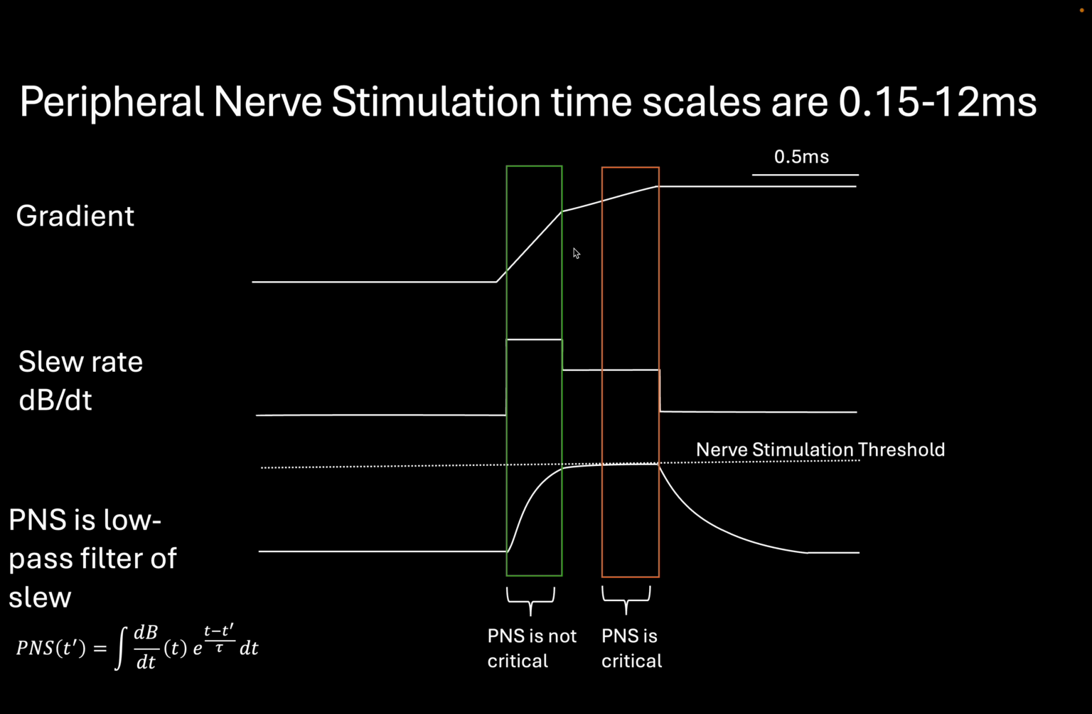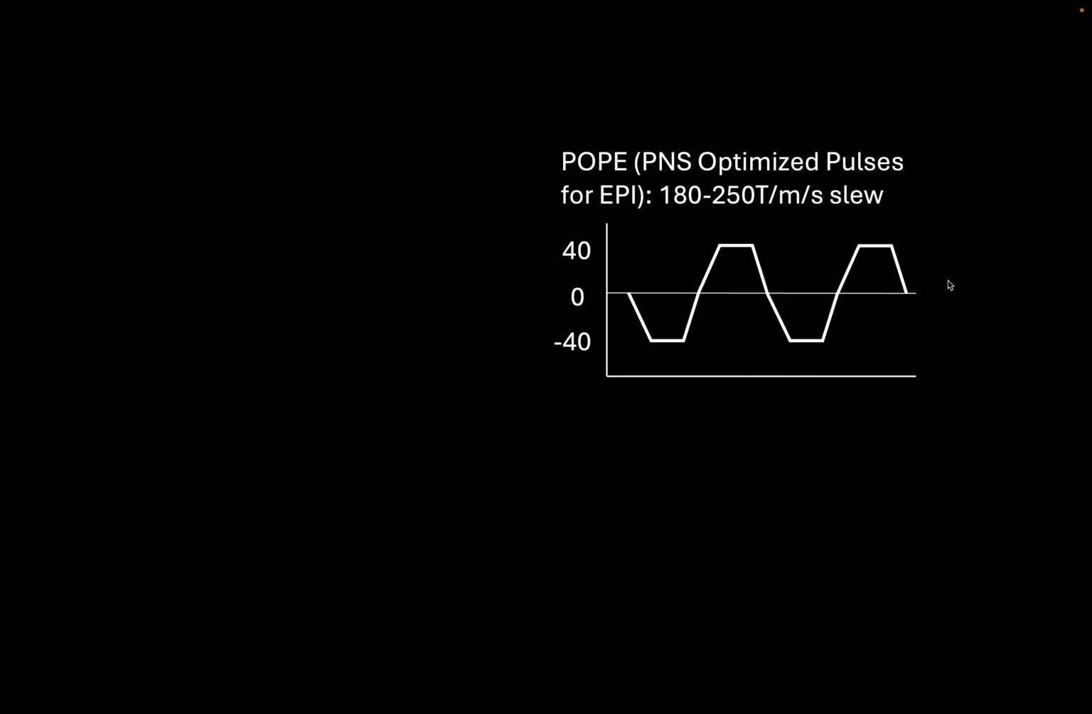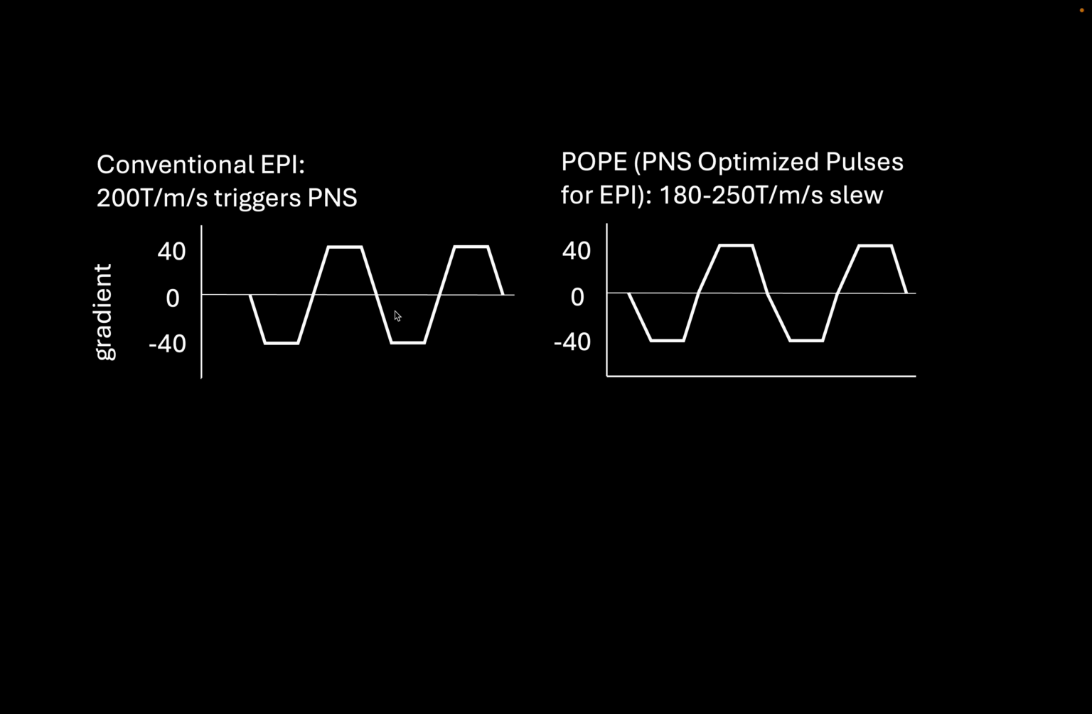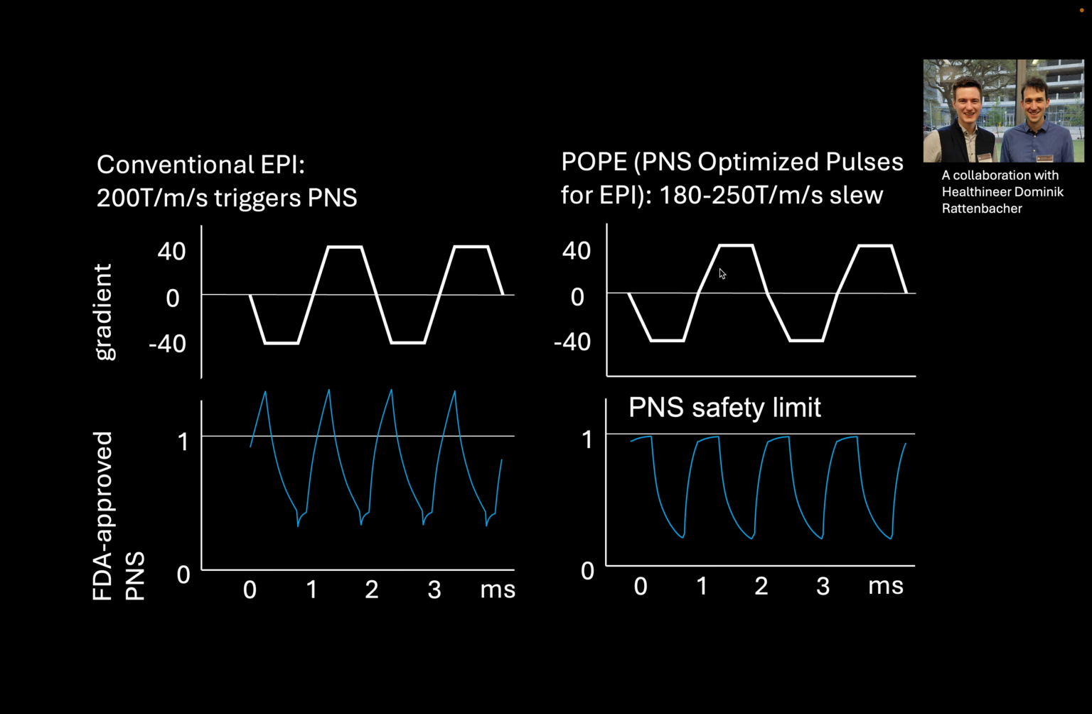So if we look at these elbows here, we can take these elbow shapes and then repeat them over and over again until it looks something like EPI. It's not like the regular EPI, because now we have this kind of temporal asymmetry. However, the important thing is that the right part does not exceed PNS, whereas the left part does, even though it has less gradient power.